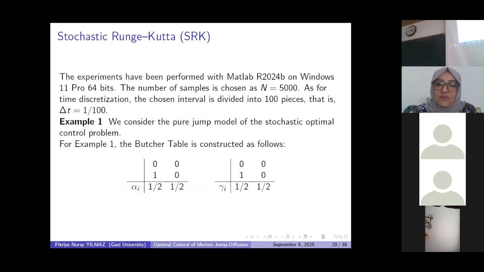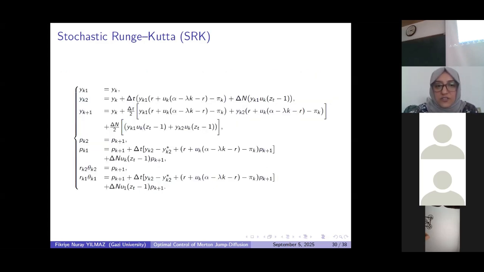We use 5,000 samples. Also, we choose delta T as 1/100, and we use a simple Butcher table to get our Runge-Kutta coefficients. By using this Butcher table, this is the scheme of our pure jump model. There is no WT term.